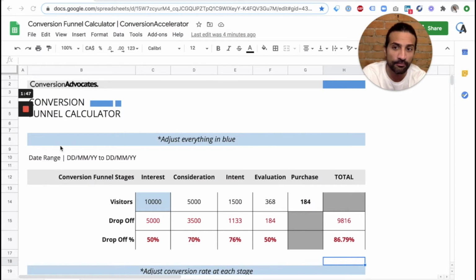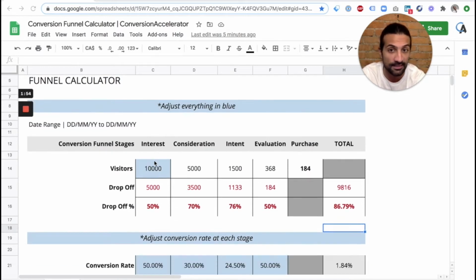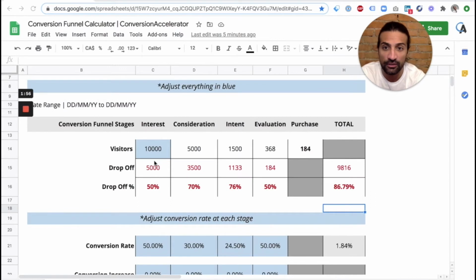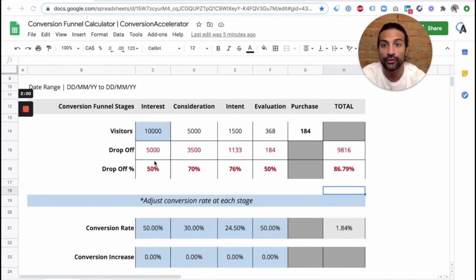Essentially you can break it down however you want in terms of weeks. You could put a week in here, you can put a month in here, whatever data makes the most sense for you, and start looking at how people flow through your website and where the points of friction are.